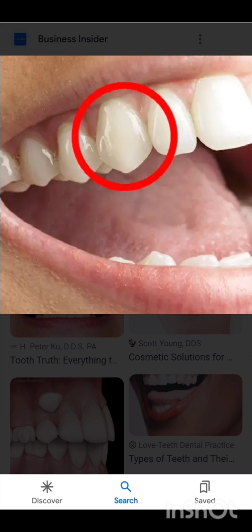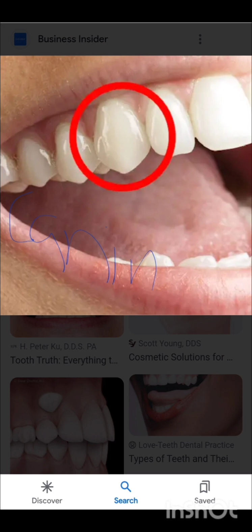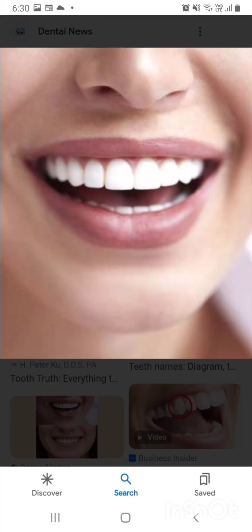As well, you can use mouthwash. Okay, a frequent use of mouthwash is also good to prevent gum infection, right?